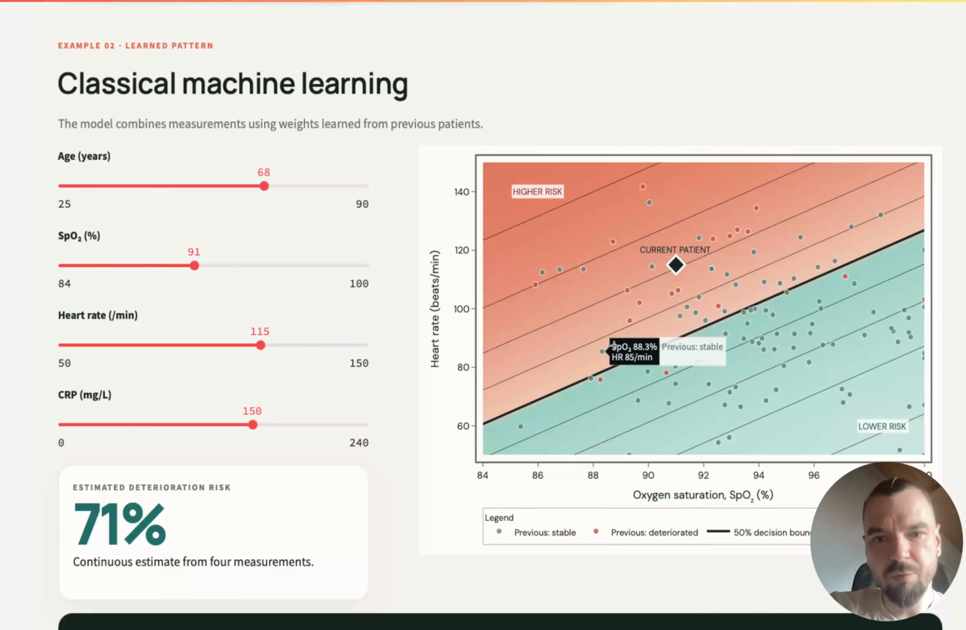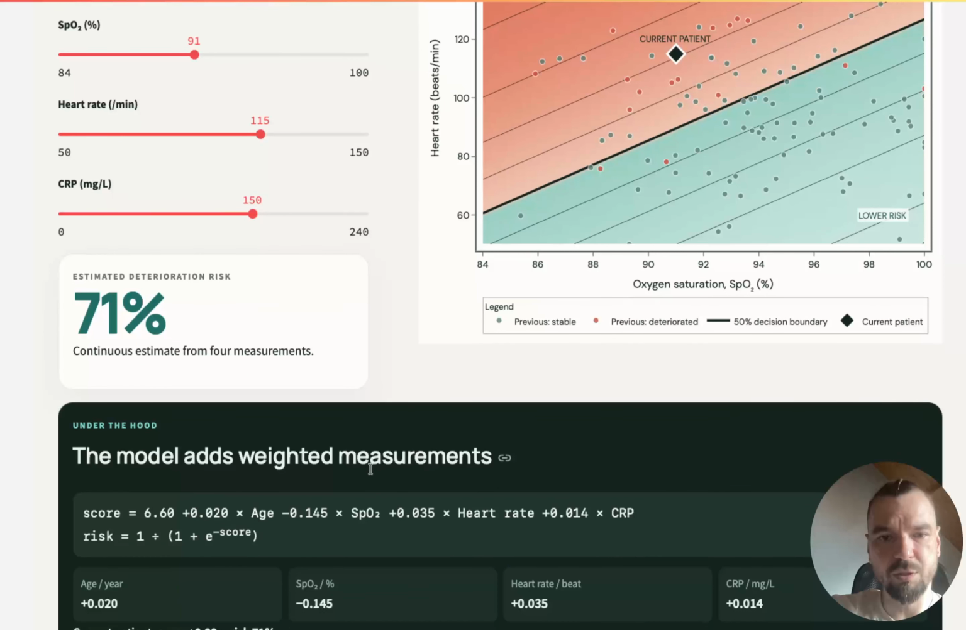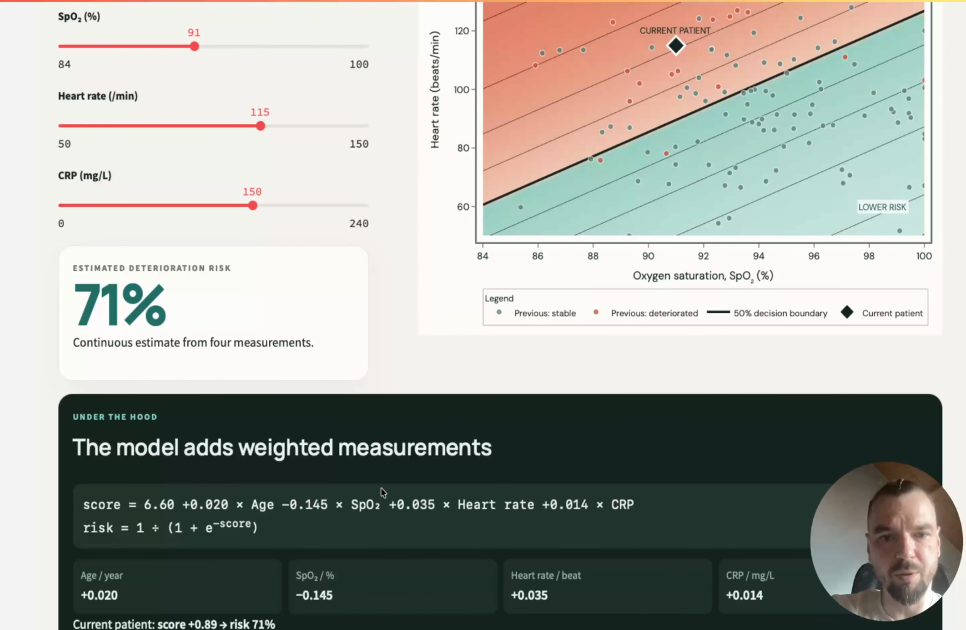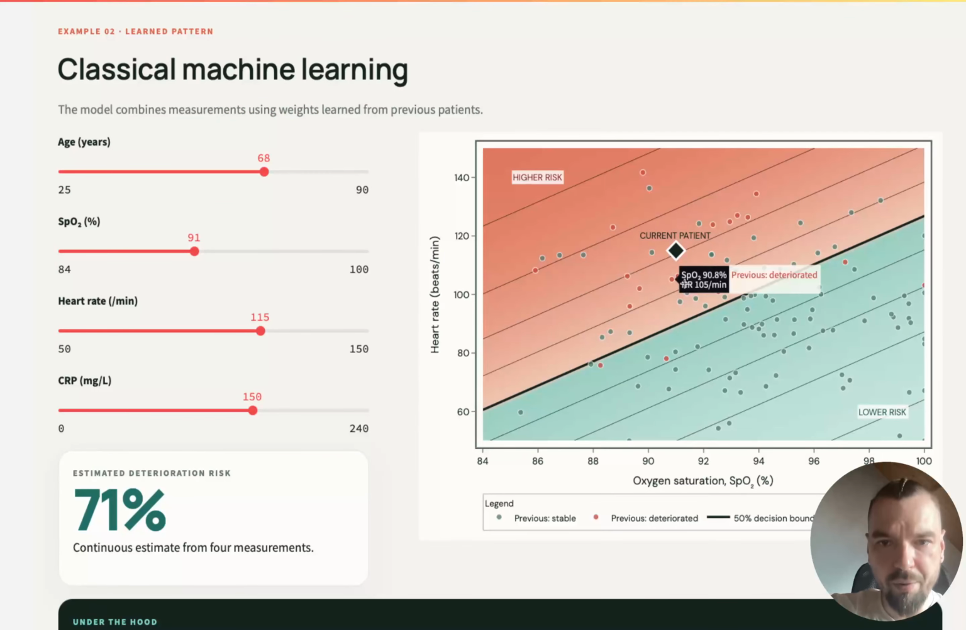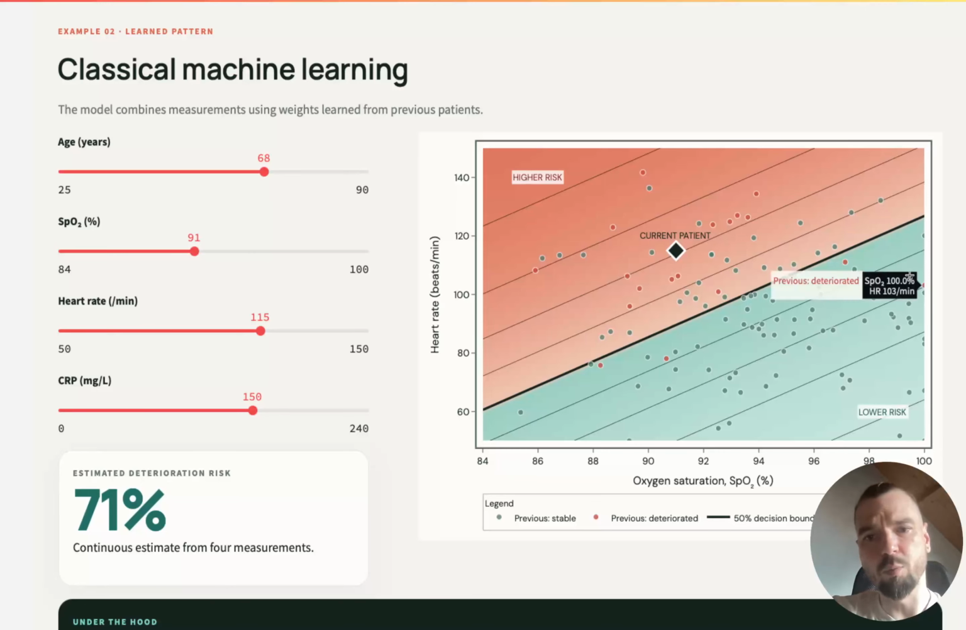And based on this information, the model has to draw a line that will separate patients who deteriorated and those who did not, as accurately as possible. This line is defined by this formula, by these coefficients. So it defines where it will be drawn, and the angle of this line will separate unstable and stable patients.